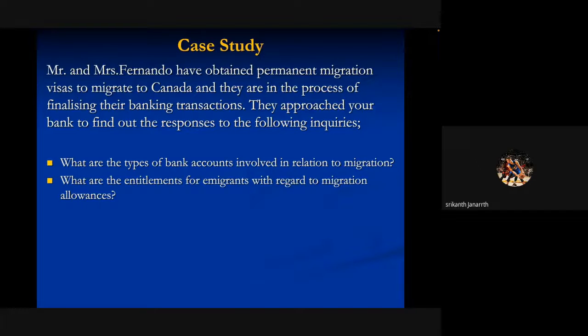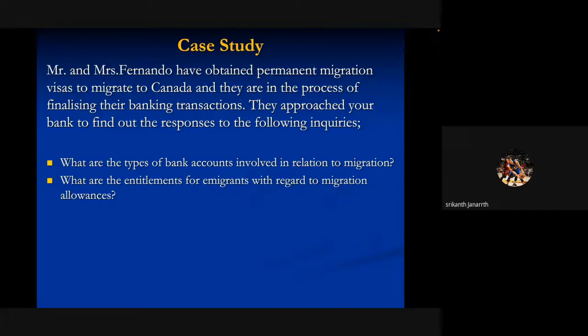Second question, what are the entitlements for an immigrant with regard to migration allowance? You can say initial migration allowance $200,000 or equivalent per person. Annual migration allowance $30,000 per annum, within brackets you have to say subject to utilization of initial migration allowance and lapse of 12 months. So the annual migration allowance starts after 12 months, right?